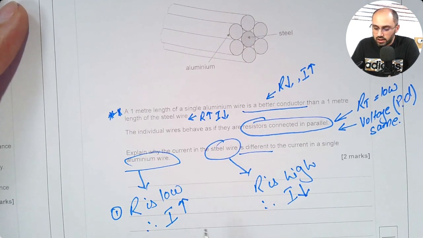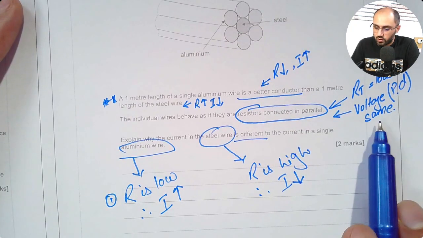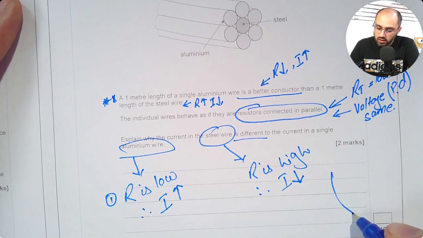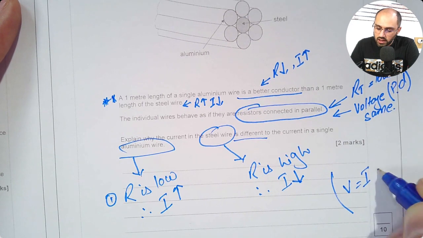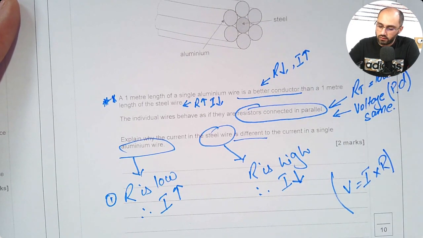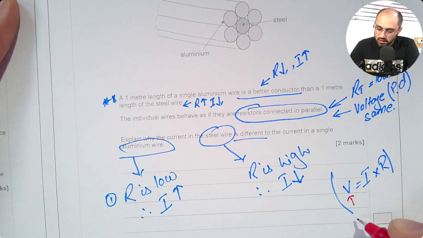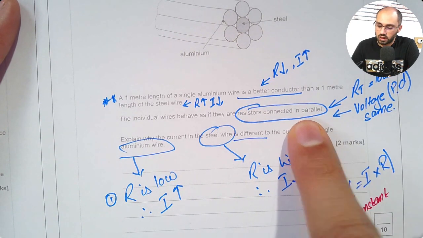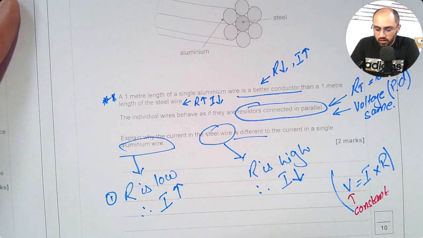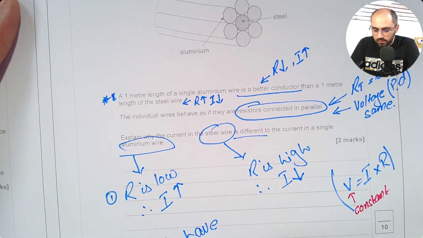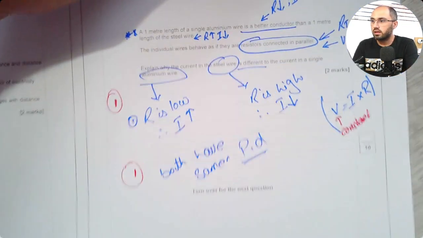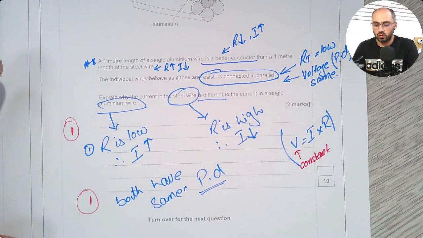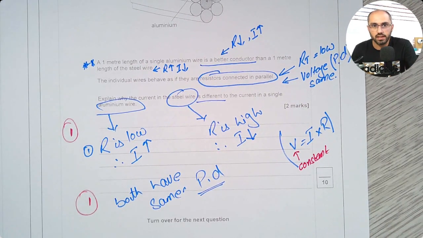And then I need to link them together using this information. So there's an equation which is Ohm's law, which is V equals I times R. We've already identified that this is constant, because we know that they are connected in parallel. So we'll say both have the same PD. So this will get you 2 marks. 1 mark will be for stating the current in each wire, and the second one will be for stating the reasons.